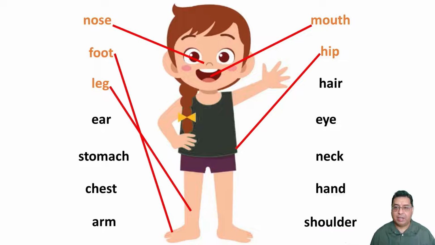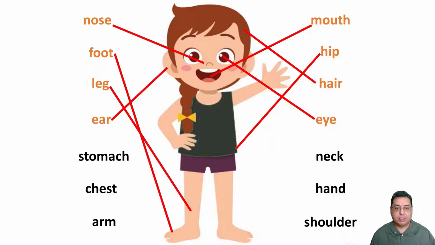Okay, now I'm looking at hair. And hair would be right here. Next word here is the word ear. And the body part for ear is located there. The next word I'm going to look at is the word eye. And the body part is right here.